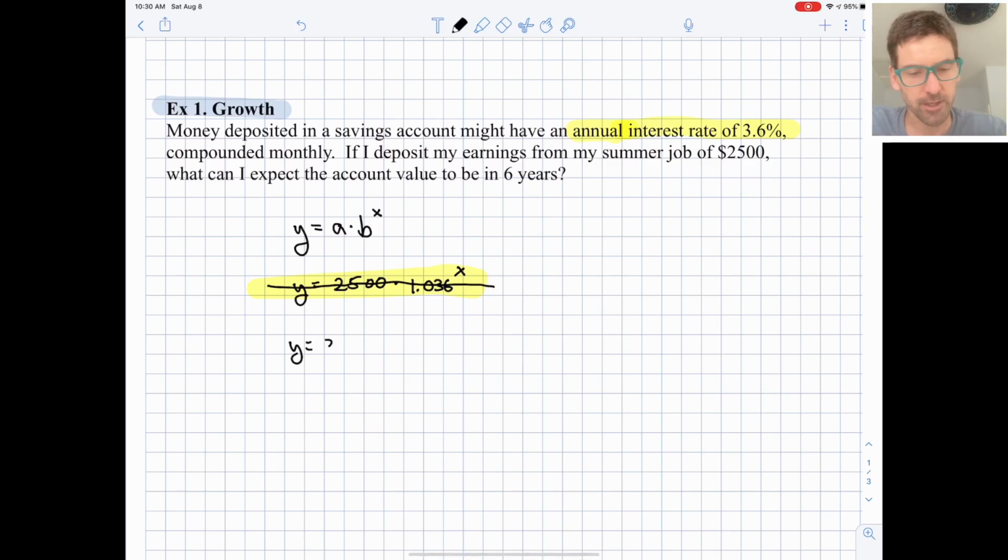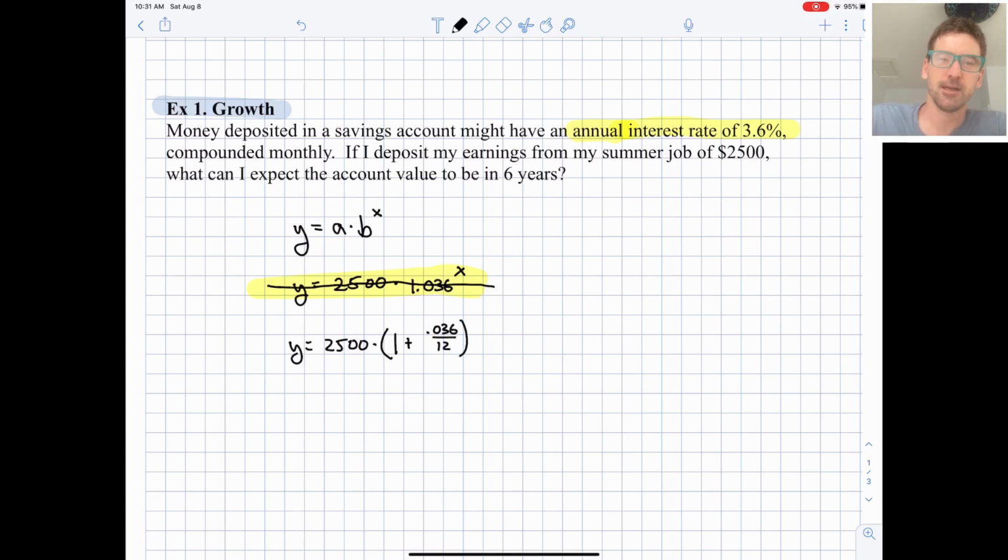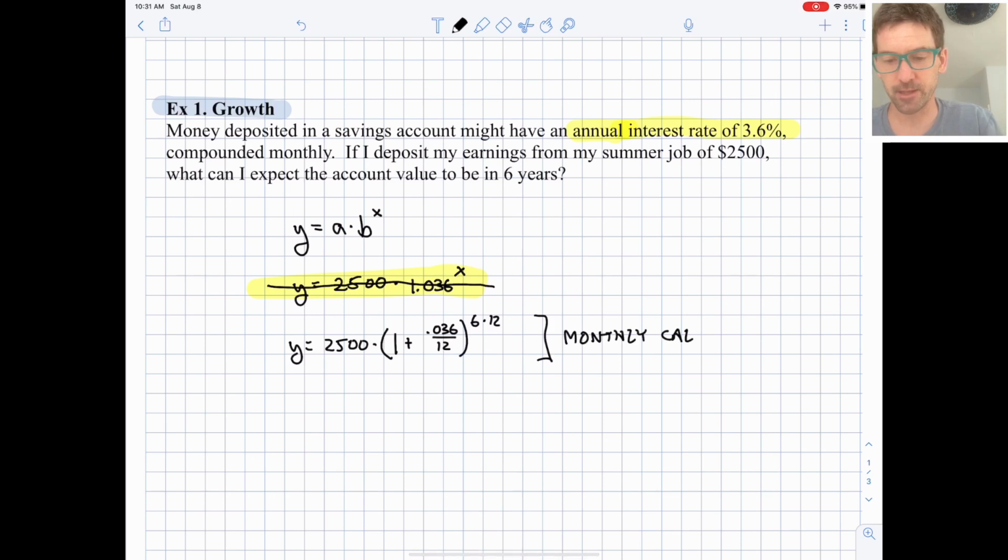So we have y equals 2,500. And I think I said earlier, I hope you recalled, that we're actually getting a 12th of 3.6% added in each month. Okay? And then we can think about how many months have to go by. So this will be 6 times 12 right there, okay, or 72. So we're doing all of this on a month-by-month basis. So we're looking at monthly calculations now.